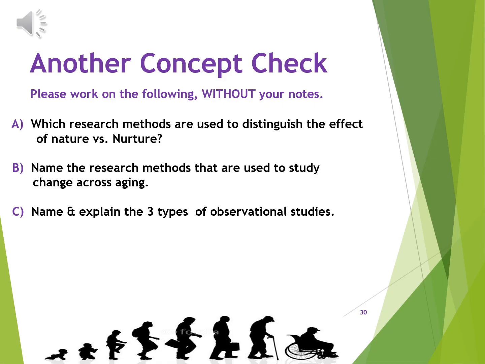Starting with the methods that distinguish nature from nurture. Well, we have the first one known as kinship or family. We also have twin and adoptee or adoption. Methods that are used to study change over time or change across aging. That would be the longitudinal and the cross-sectional, which your textbook prefers to call sequential, by the way.